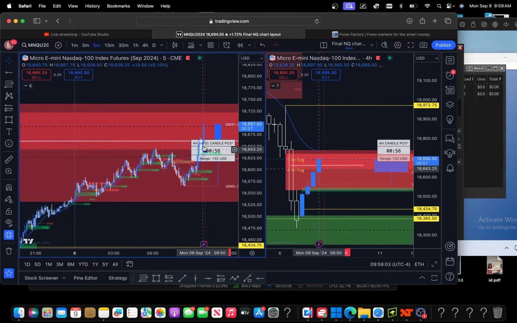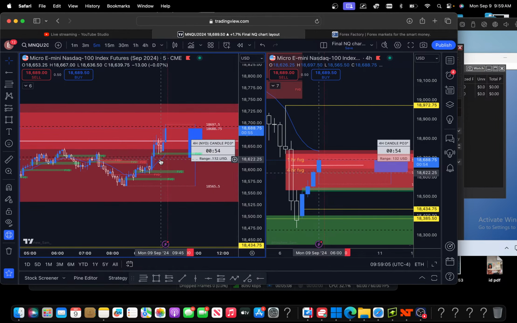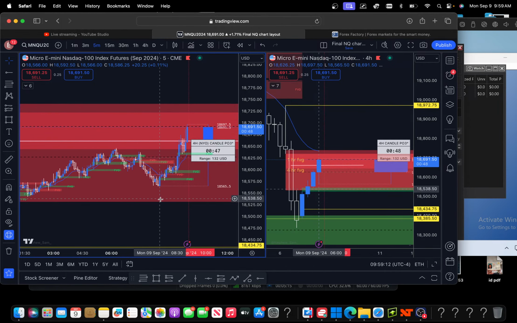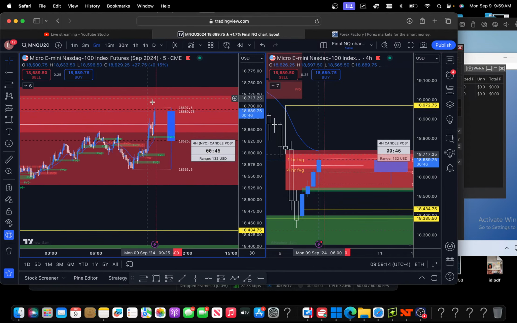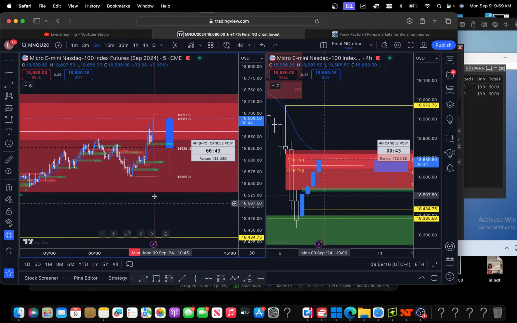Liquidity sweep, market structure shift, and we ran up, and then at 9:30 people got an okay continuation to the upside. So now let's see how far we go. And then usually at 10 a.m. we'll get a bigger move of the day anyway, so it doesn't really matter. It looks like a decent sized move, but it doesn't look as big.